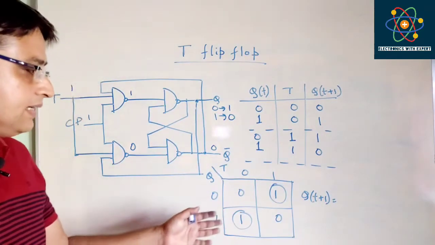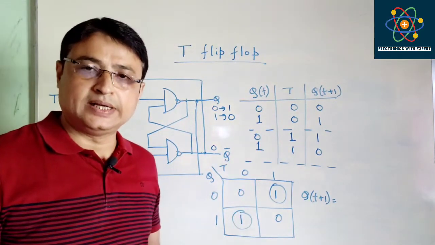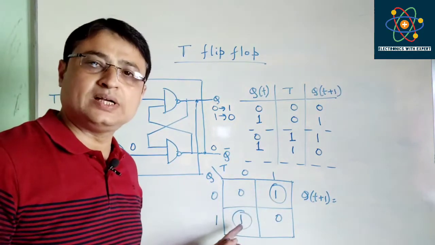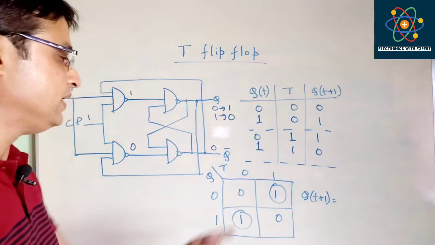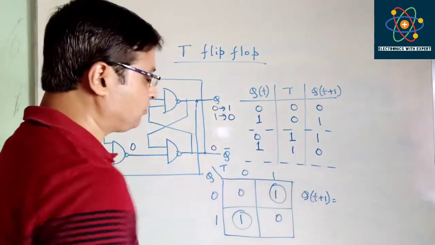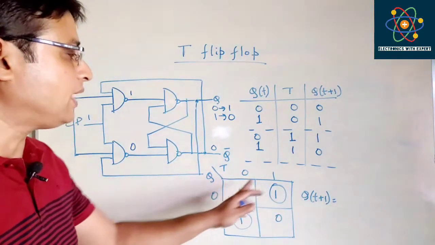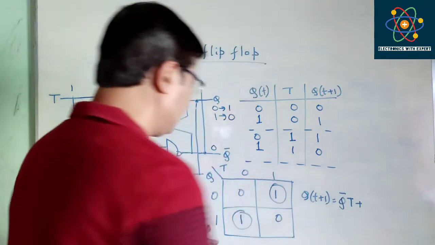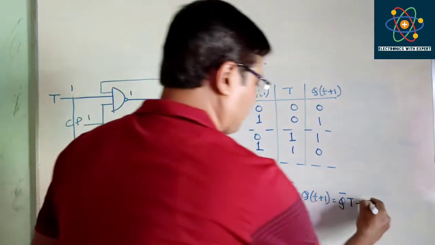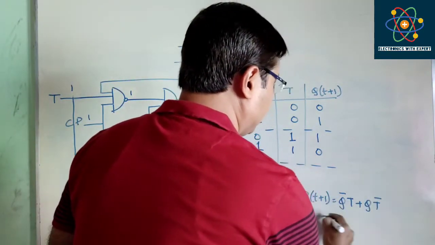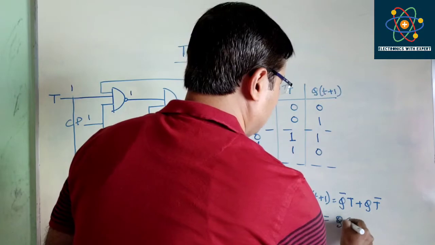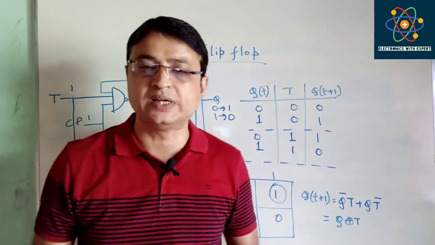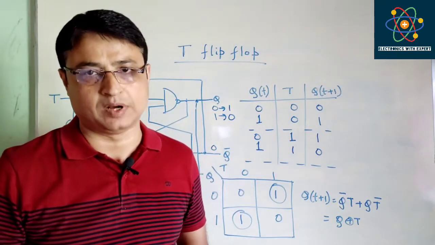Let's find the characteristic equation for a T-type flip-flop. What we find is that there are two isolated ones in this Karnaugh map, which becomes Qt plus 1 equals Q bar T or Q T bar. So this can be expressed as Q exclusive-OR T. So this is the characteristic equation for a T-type flip-flop.